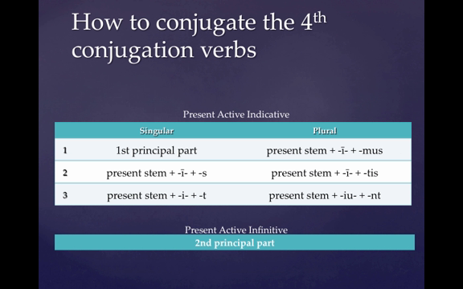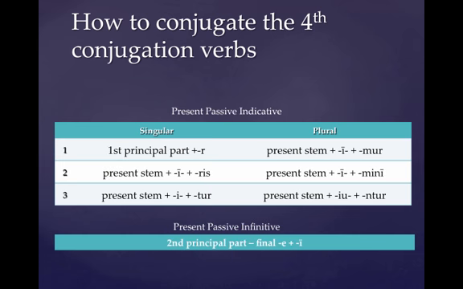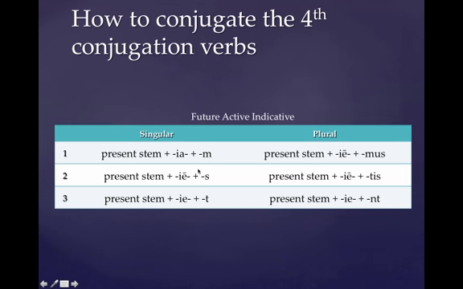All right, the fourth conjugation is going to look a lot like the 3rd-io. The difference, of course, is going to be the second person singular present passive, but you guys are used to that already because that's actually a review. Again, present active indicative for the fourth conjugation is first principal part, and then after that we get our present stem plus the endings, okay? And the second principal part of course, is the present active infinitive. And the passive, the first principal part plus the R. For the rest of it, the present stem plus the I or IU plus the endings.